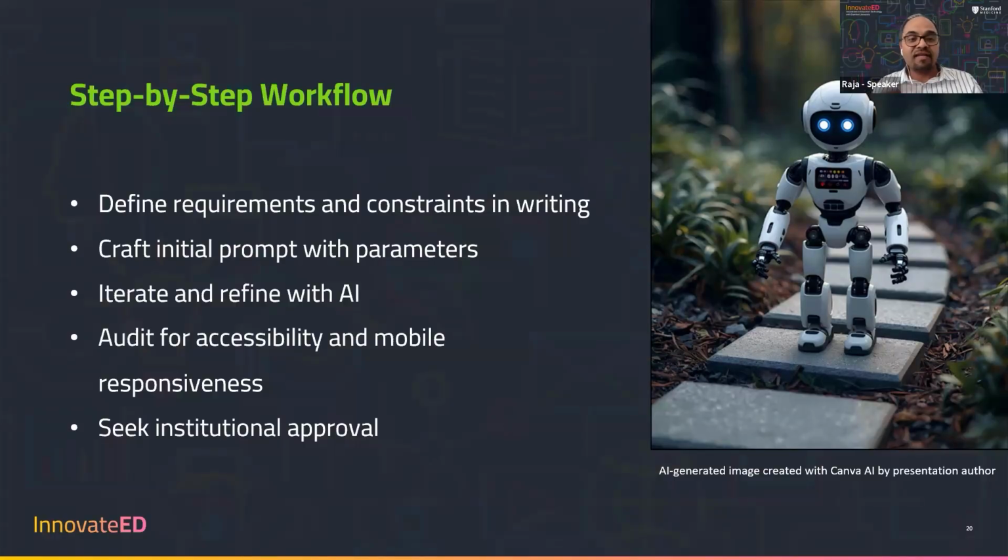Step 3, refine and iterate. As we've seen, good prompt, better prompt, best prompt. Always you want to get it into an iterative exercise. 4th, Andrew's favorite and my favorite, make sure you audit all of these for accessibility and mobile responsiveness to make sure you are reaching more learners and increasing your learner outcomes. And 5, seek institutional approval.